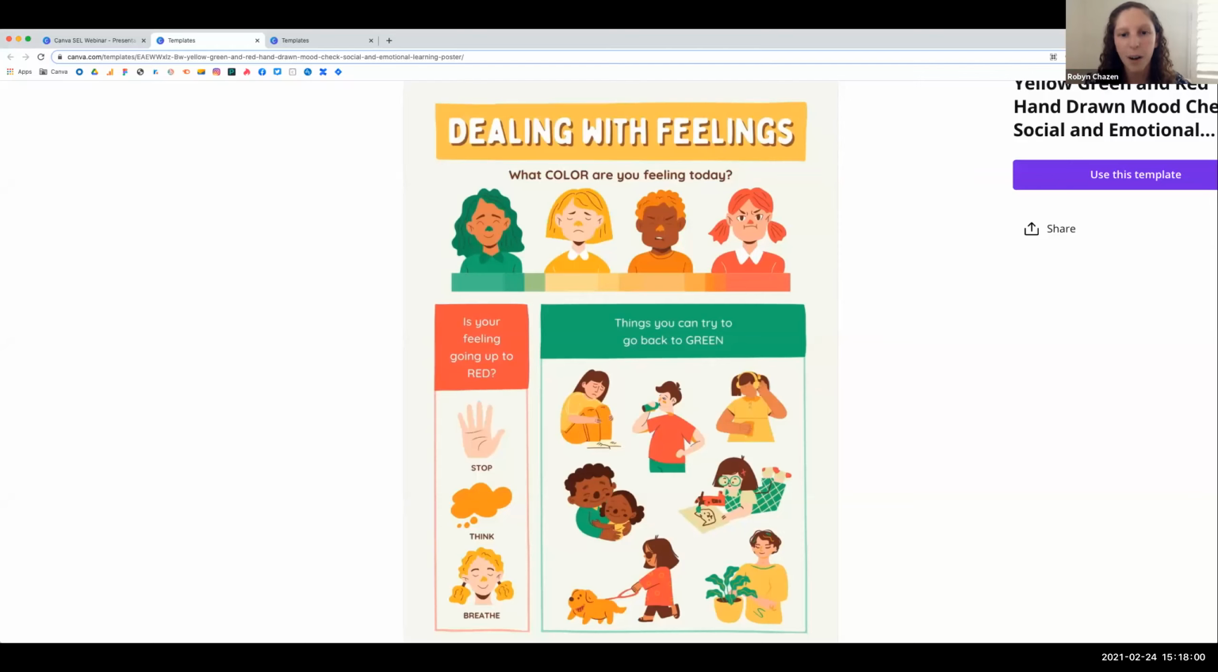We're going to use a coping skill to bring us from the red maybe to the orange, or from the orange to the yellow. We're not always going to go from red to green, but we're going to be able to regulate our emotions a little bit better. And so on this poster, you're going to see ways to get back to green. And so some of them might be for home, right? Like maybe watering the plants or walking your dog or hugging your mom. Those might be things that you do at home.